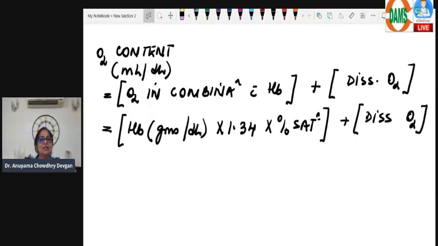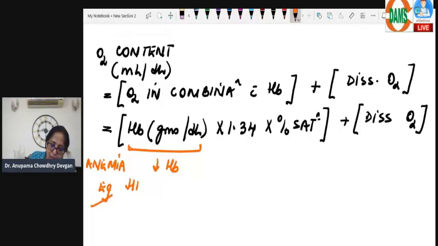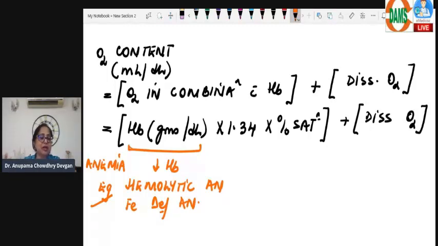See, you have been discussing since your first year what is anemia. Remember, anemia is a decrease in the oxygen carrying capacity of the blood. This anemia could be due to a decrease in hemoglobin, for example, hemolytic anemia, or let's say an iron deficiency anemia, yes? If there is a decrease in hemoglobin, there will automatically be a reduction in the oxygen carrying capacity of the blood.